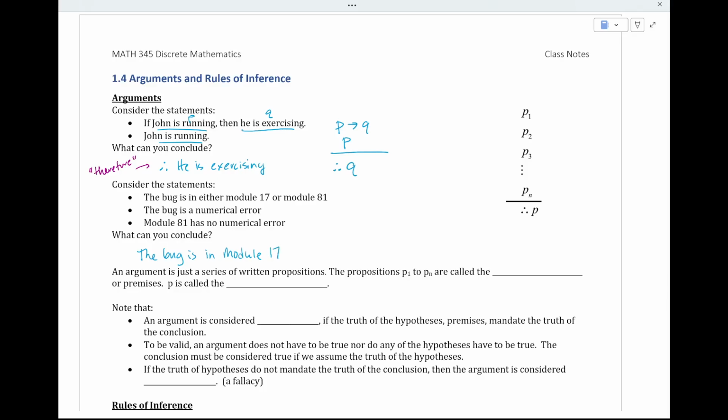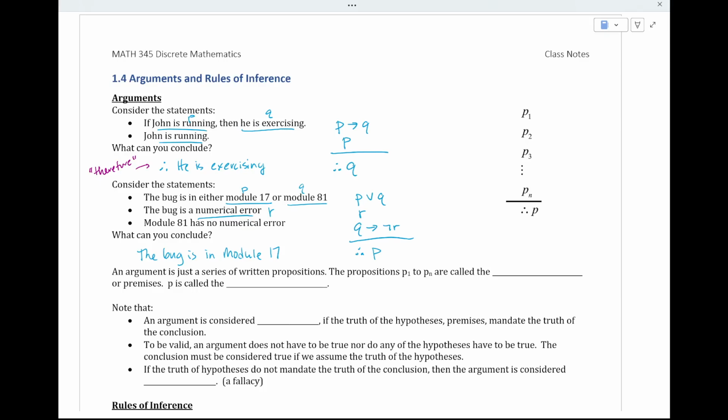And we can write this one in symbolic form as well. The bug being in Module 17, let's say that's P. Module 81 is Q, so P or Q means it's in one of those two modules. The bug is a numerical error. Let's call that R. That's another statement. Module 81 has no numerical error. So if the bug was in Module 81, then it's not going to be a numerical error. So Q implies not R. Therefore, the bug is in Module 17, P.